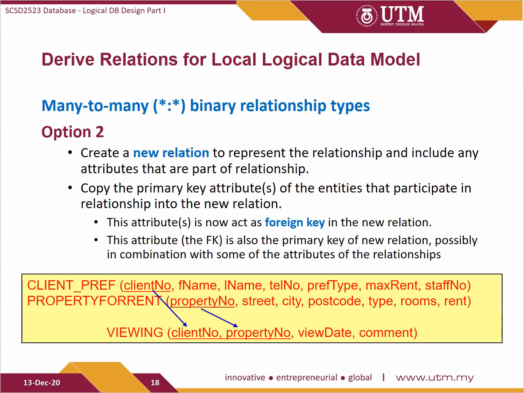For the second option, we directly create a new relation to represent the relationship and include any attributes that are part of the relationship. Then, we copy the primary key attributes of the entities that participate in the relationship into the new relation. So, we consider these attributes as foreign keys in the new relation. And these foreign keys are also the primary key of the new relation, possibly in combination with some of the attributes of the relationship. So that's all for the logical ERD part 1, and thank you.